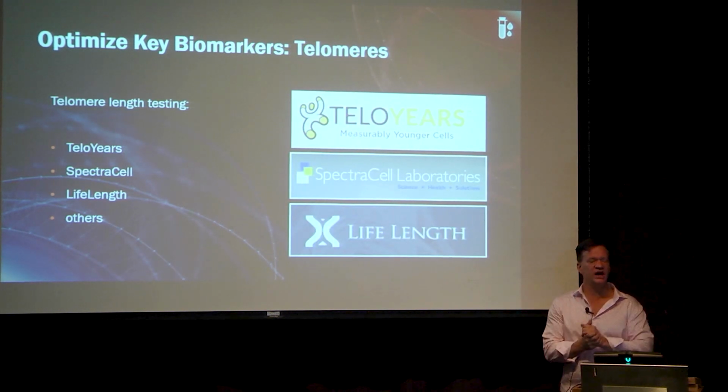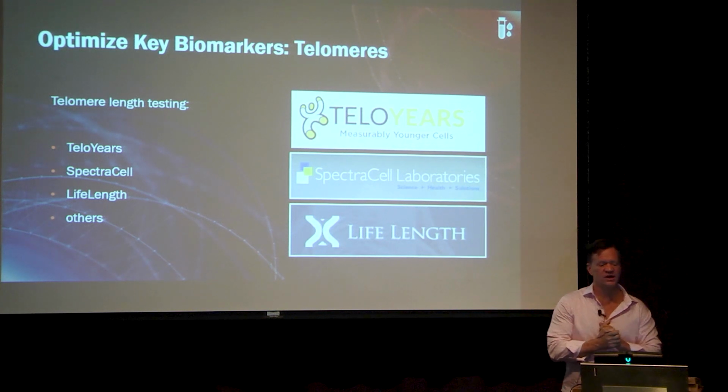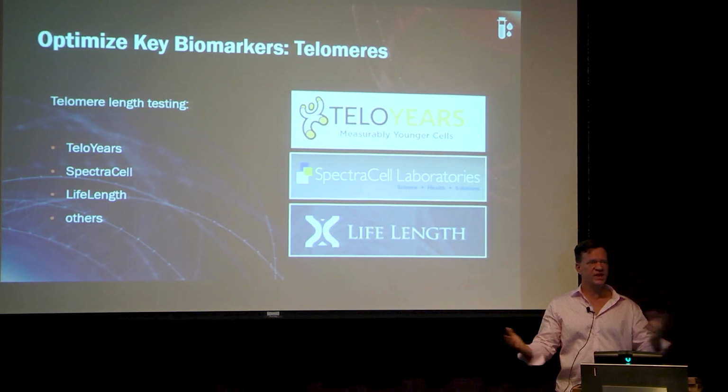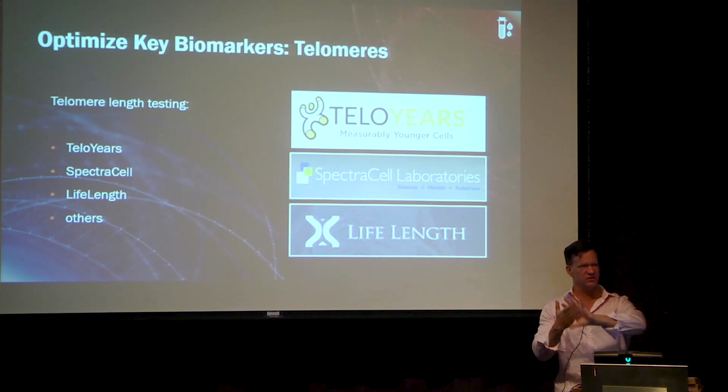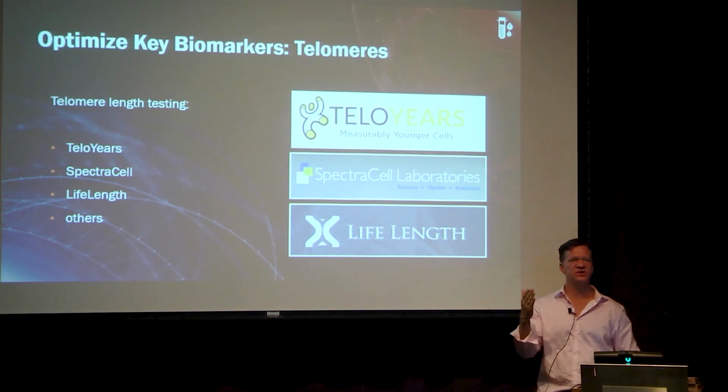Telomeres are another thing you may hear about a lot in the news. Your DNA has little strands, your chromosomes have these little tips on the end. They're like little shoelace tips. They're called telomeres.